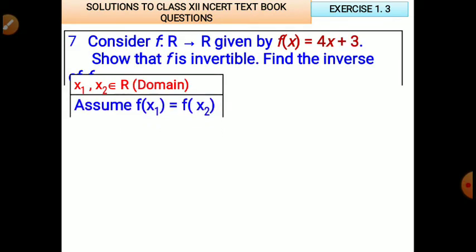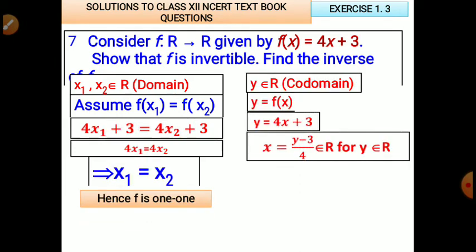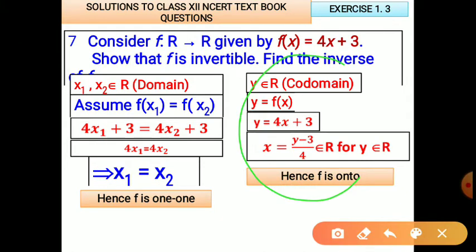Now the question is asking, show that it is invertible. Showing that it is invertible is nothing but proving both 1-1 and onto. To prove 1-1, take f of x1 equal to f of x2 and prove x1 equals x2, and then prove onto. Proving onto and finding the inverse are a little bit similar, but the difference is that while proving onto, whatever x value you get should belong to the domain, for any value of the codomain. For any real number y you take, you are going to get a real number x. So that's why it is an onto function.